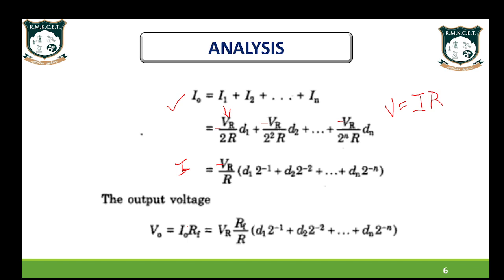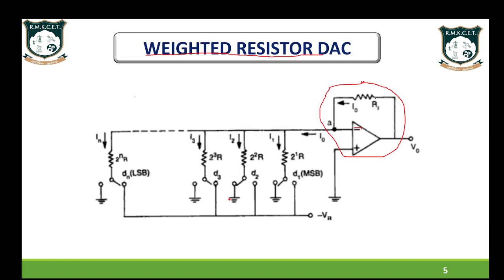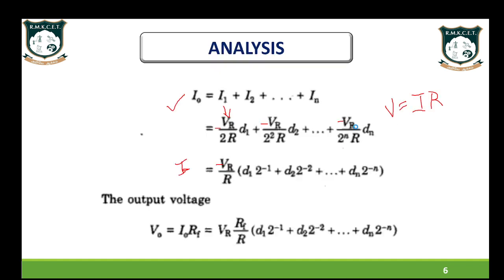The output voltage: from the circuit diagram, V0 is equal to minus I0 into RF, because the arrow of my output current, in the closed loop, points towards the negative terminal of the op-amp. Hence V0 is equal to minus I0 into RF. Substitute the value of I0. Minus into minus gives us plus. So this is the final output voltage of the weighted resistor DAC.